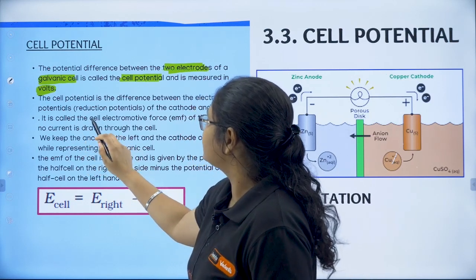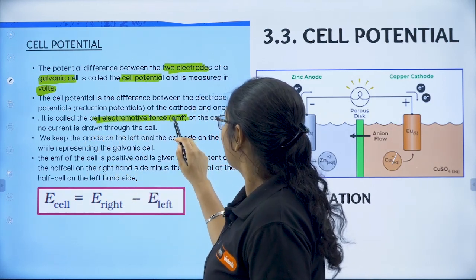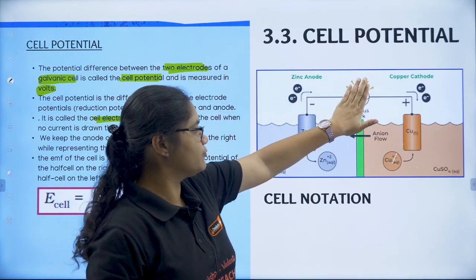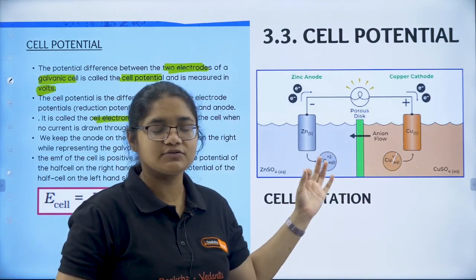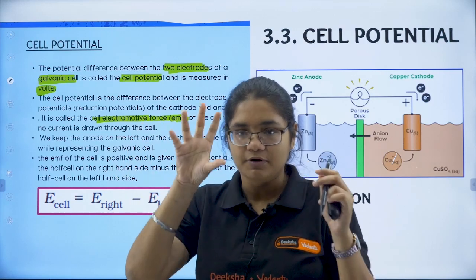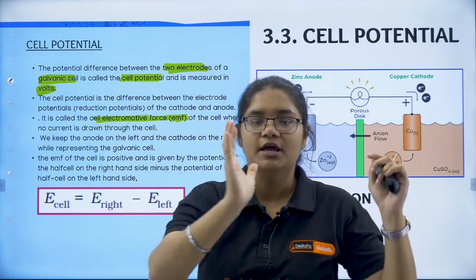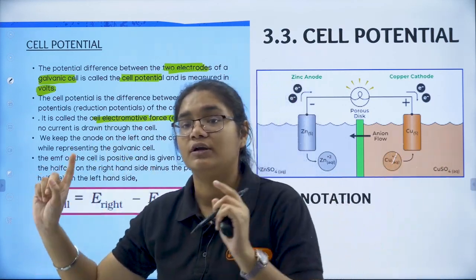It is called the cell electromotive force of the cell when no current is drawn through the cell. Now when this switch is off, still there is a potential difference between them. That is called cell electromotive force. When the circuit is not closed and no current is flowing, you have a potential difference between the two sides, that is called cell electromotive force.